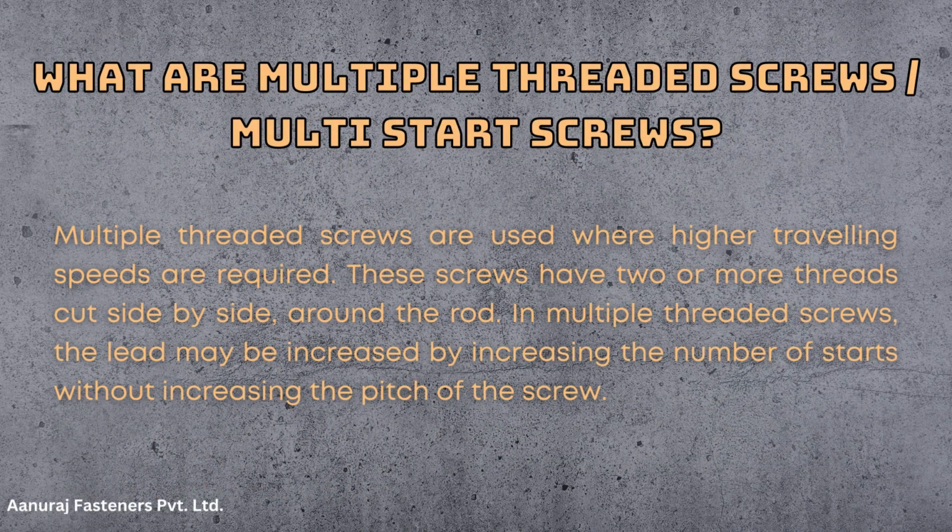What are multiple thread screws and multi-start screws? Multiple threaded screws are used where higher traveling speeds are required. These screws have two or more threads cut side by side around the rod. In multiple threaded screws, the lead may be increased by increasing the number of starts without increasing the pitch of the screw.